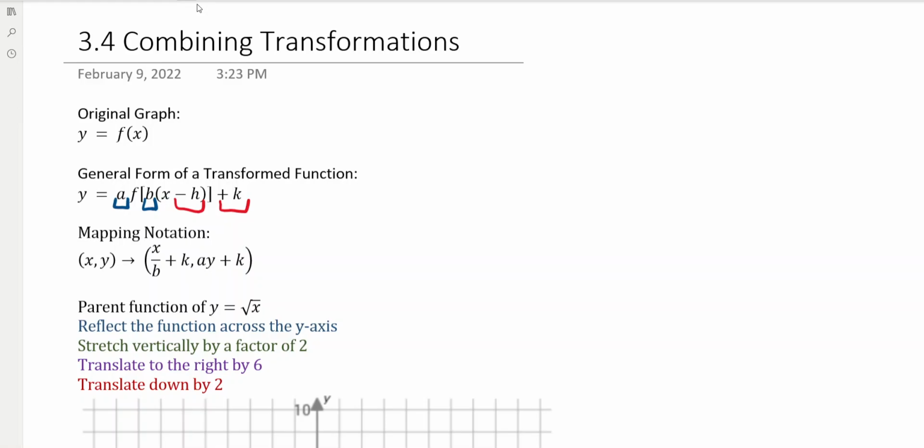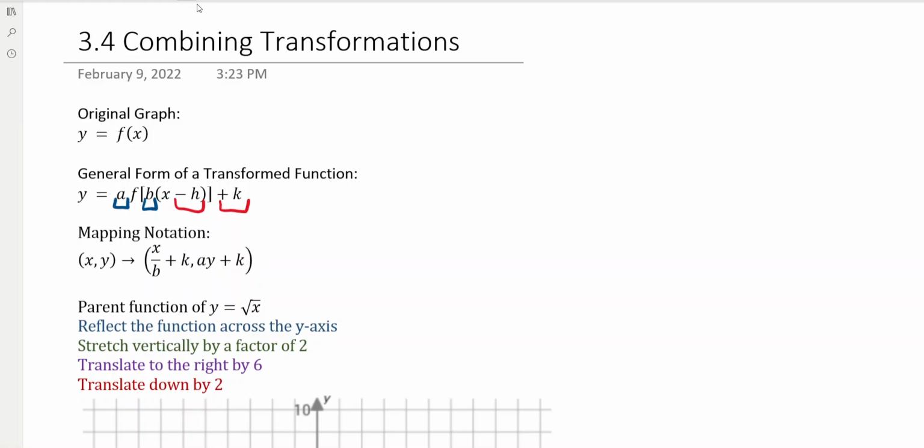So that negative or minus H there makes a difference, because you're going to have to multiply by -1 in order to find the actual H value in many of our equations. So let's take a look at mapping notation now, written down as a general way, and then we'll look at some example questions.